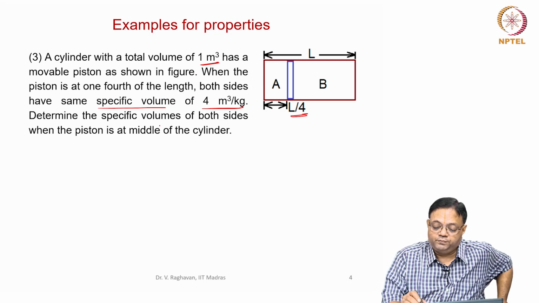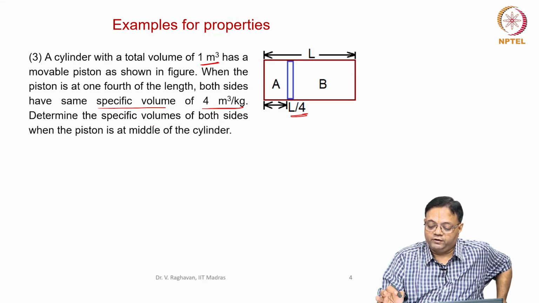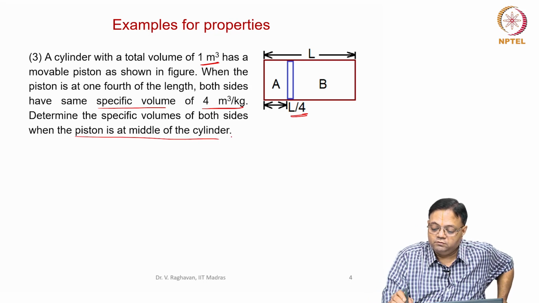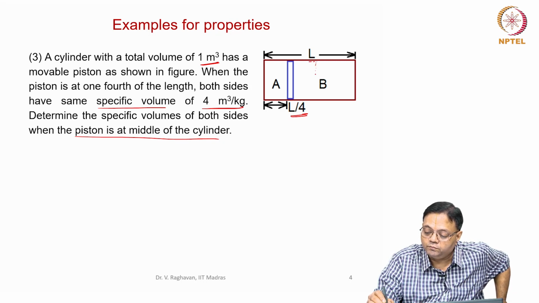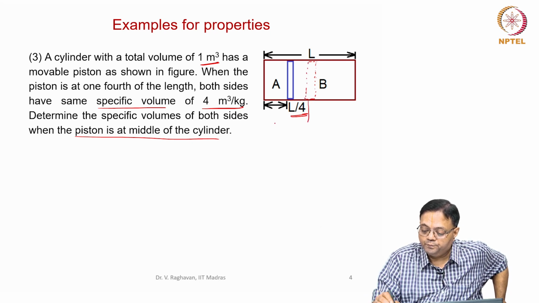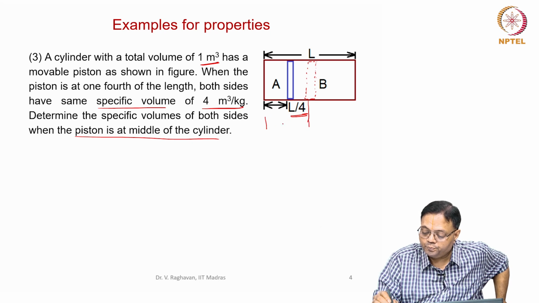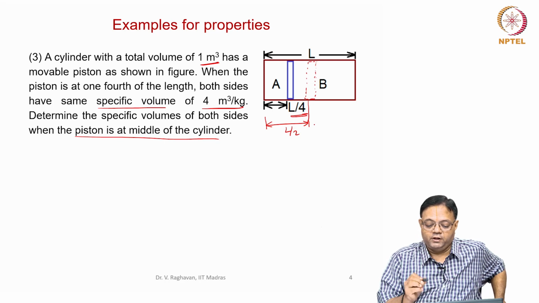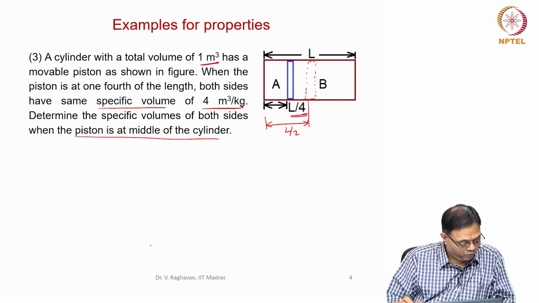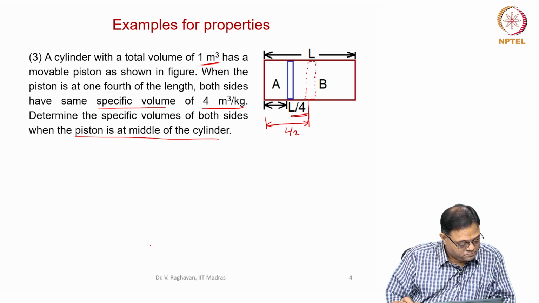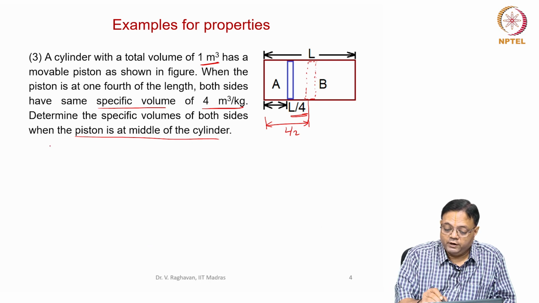Now, determine the specific volumes of both the sides if the piston is at the middle. Instead of at L by 4, if the piston goes to middle, I am drawing in a dotted line. So, if it is in the middle, this is L by 2, what will be the specific volumes? So, that is the problem here. Here solution.